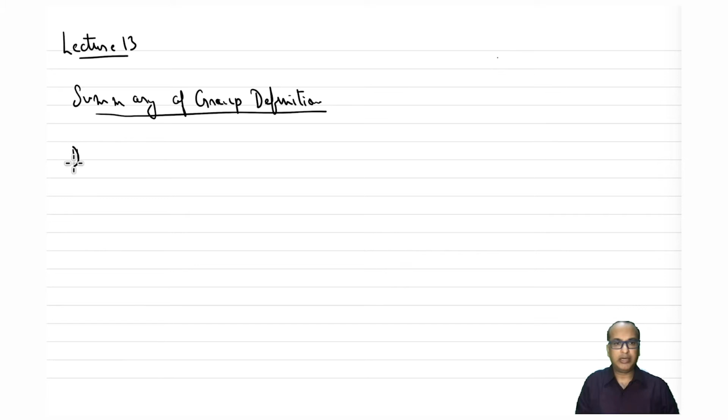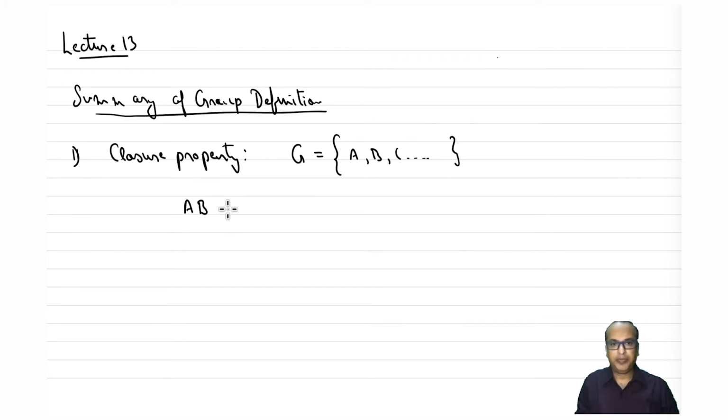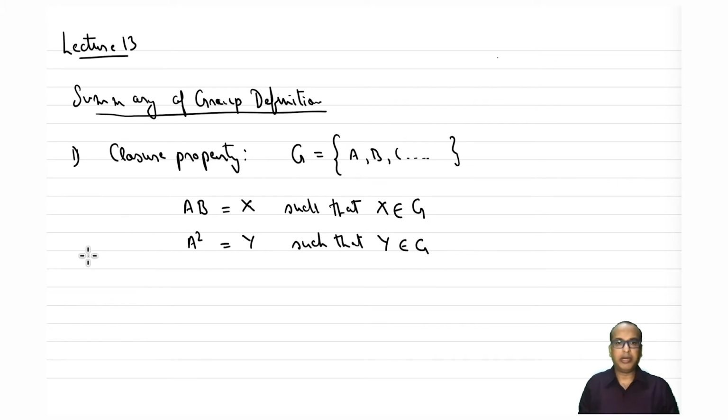So the first property in that is closure property, which defines that if G is a group consisting of various elements, then AB equals X, any group element, such that X must belong to G. Similarly, if A square is equal to Y, such that Y should also belong to G, right? So that is a closure property.